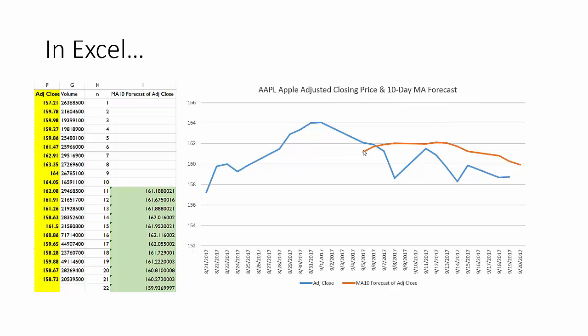What you can see is that currently that 10-day moving average forecast lies above the actual price of the stock. The actual price of the stock appears to be falling, and the moving average has crossed over from beneath and moved above, and now is being pulled down by the actual value of the stock price.